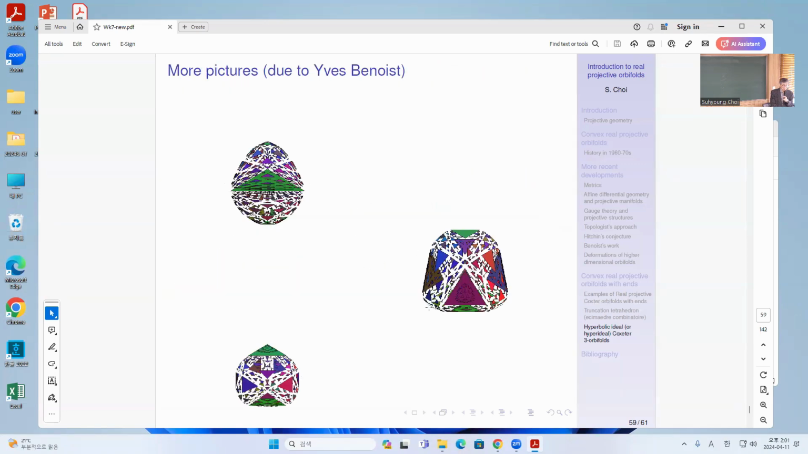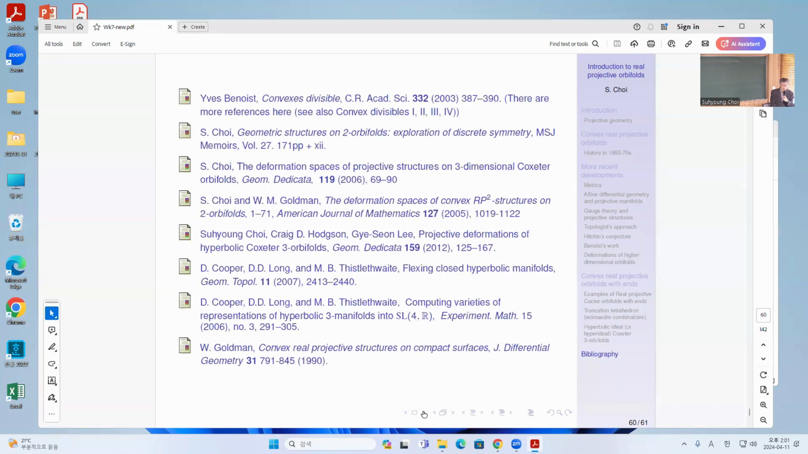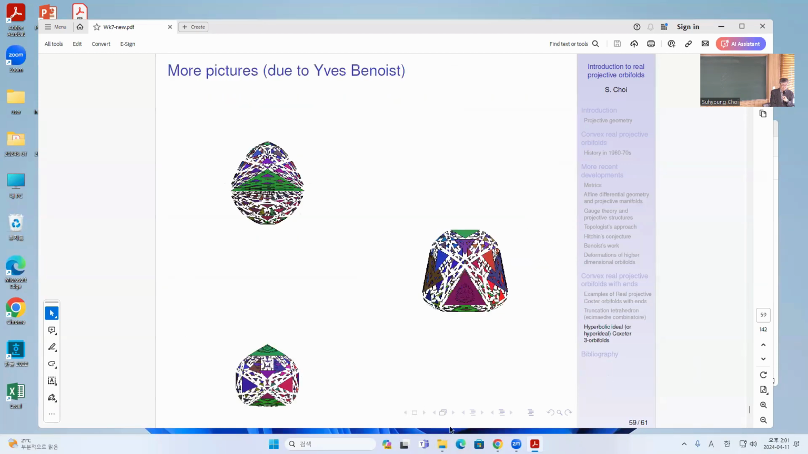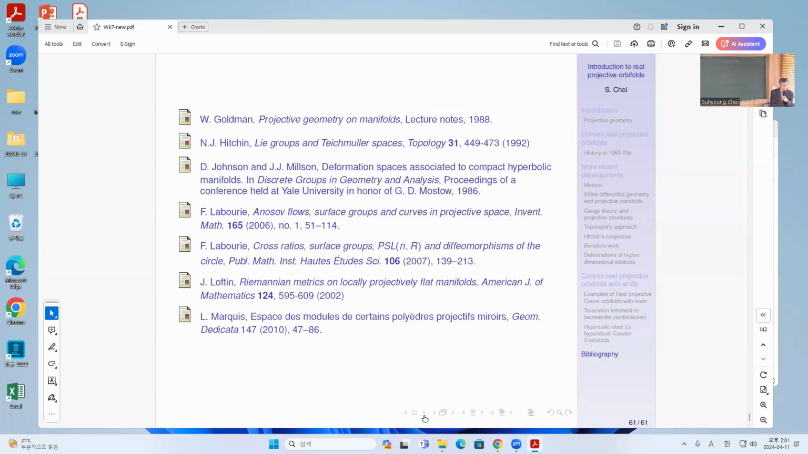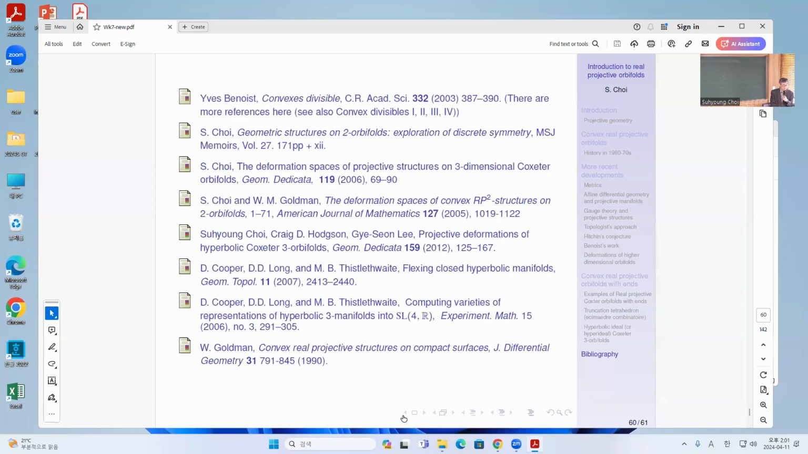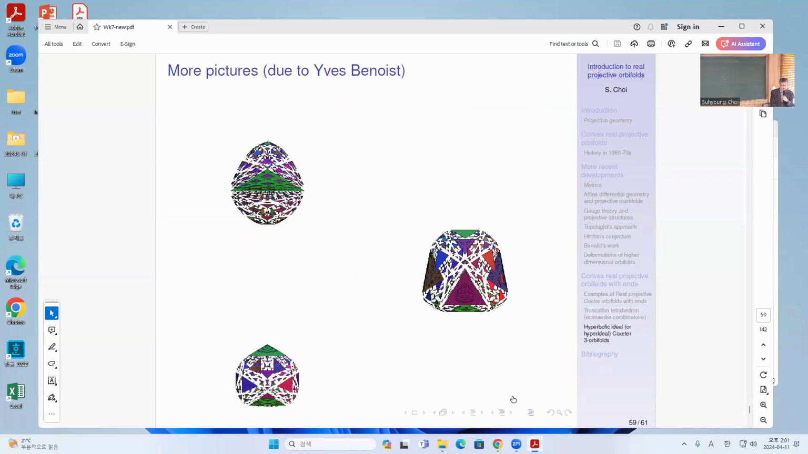So here are some pictures of these prism deformations that Benoit did for the example. Actually this is an animation, but I couldn't include it here. Okay, so that's the end here, and there are some references you can see here. What I mentioned, of course these are not really complete. So you should ask me if you want to know more.